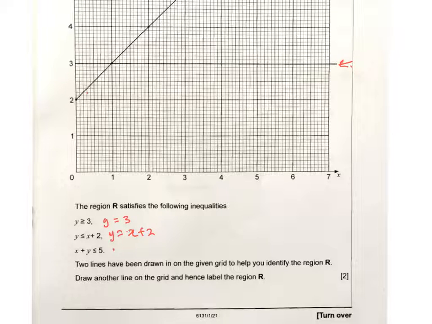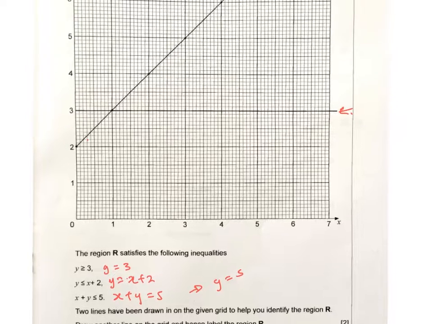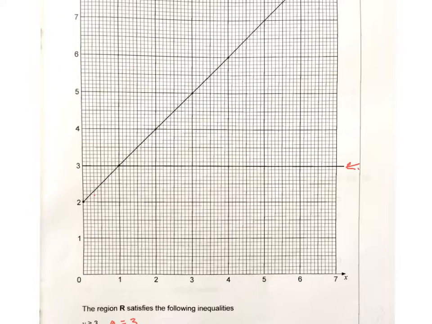Okay, now we have the line x plus y equals 5. Now with this line we need to draw another line on the grid. Now to draw the line with only 2 variables is quite easy. So what you do, you just put x as 0 to get the y-intercept. When x is 0, y will be 5. That means it will cut the y-axis at 5. And then I plot this point.